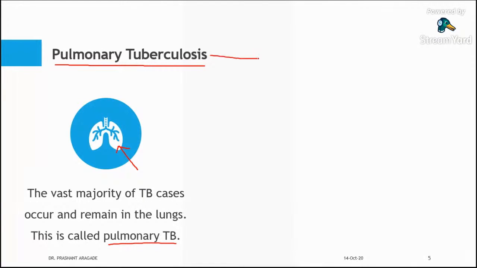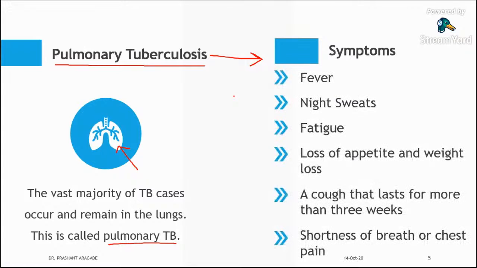So let's see the symptoms of pulmonary tuberculosis. Mostly the first symptoms are fever, followed by night sweats, fatigue, loss of appetite and weight loss. The most important symptom is a cough that lasts more than 3 weeks.